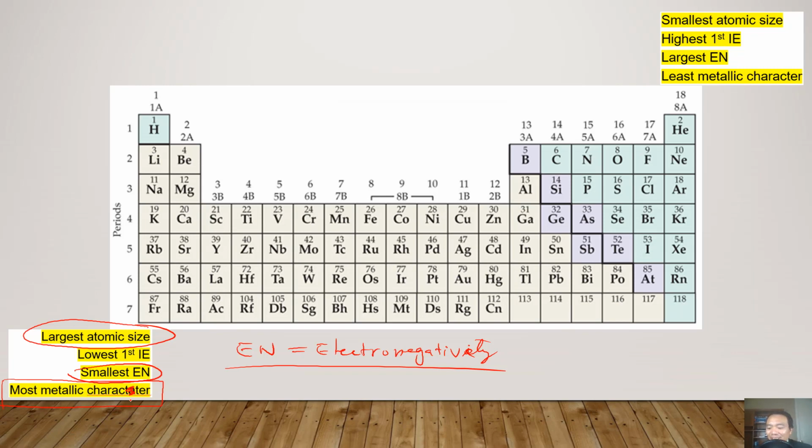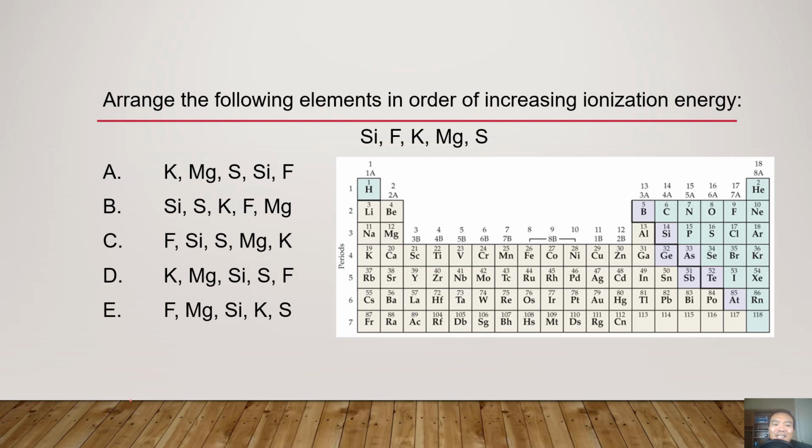All right, I'll give you another example. Let's just look at the next example. Arrange the following elements in the order of increasing ionization energy. First thing, write down what you already know. Which one has the largest first ionization energy? This corner is the largest first ionization energy, and this corner is the smallest first ionization energy.